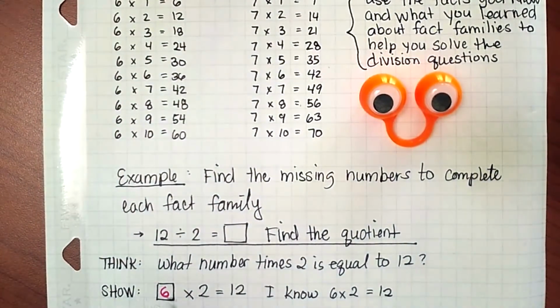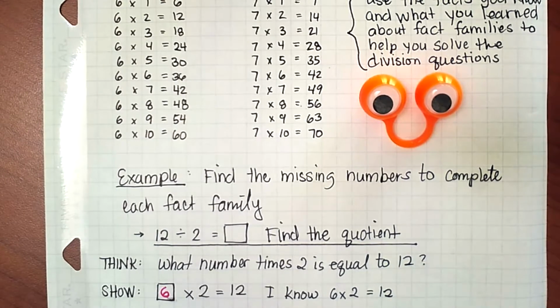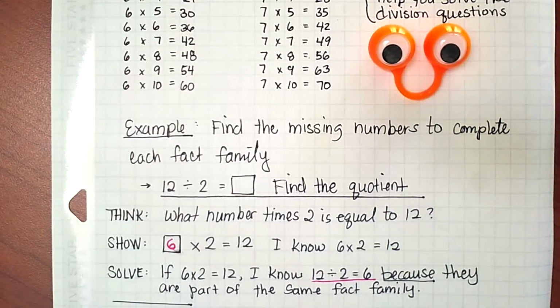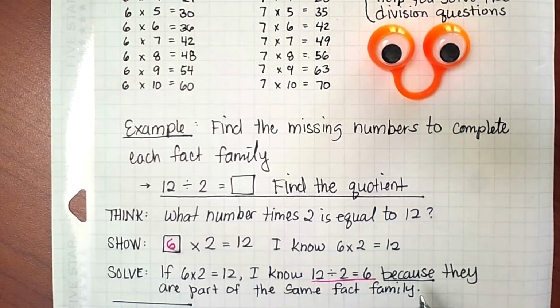So I'm going to show my work. I know that 6 times 2 is equal to 12, so I'm going to go ahead and put it into my equation. And then what I'm going to do is I'm going to solve. If 6 times 2 is equal to 12, I know that 12 divided by 2 is equal to 6 because, always defend your answer, because they are part of the same fact family.